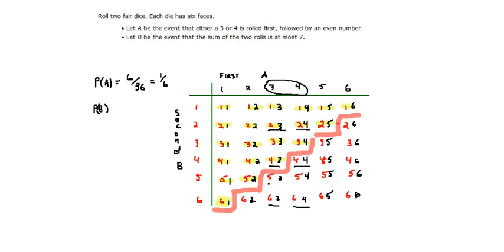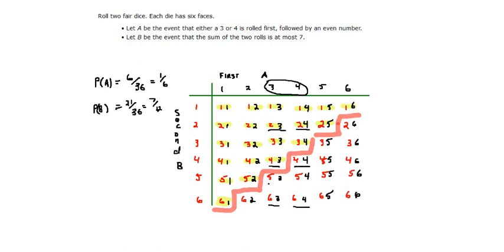So let's see. Probability of event B. What's the probability of event B? Well, it looks like we've got 6 plus 5, 11, plus 4, that's 15, plus 3, that's 18, plus 2 more, that's 20, plus 1, that's 21. We've got 21 out of a total of 36. Now, of course, both of those are divisible by 3, so we get 7 out of 12. So our probability of event B is 7/12.